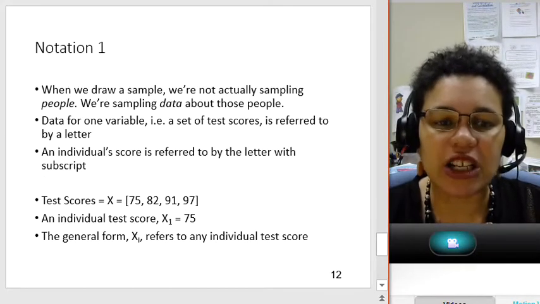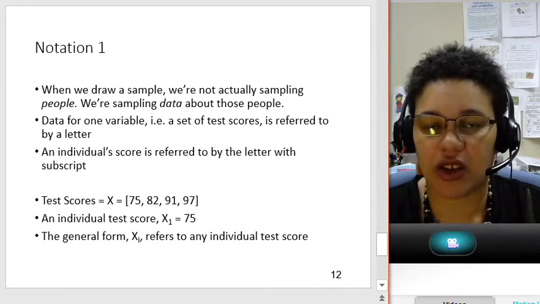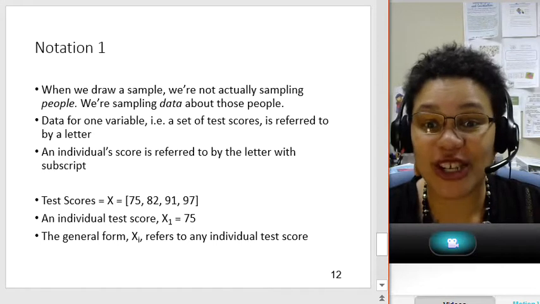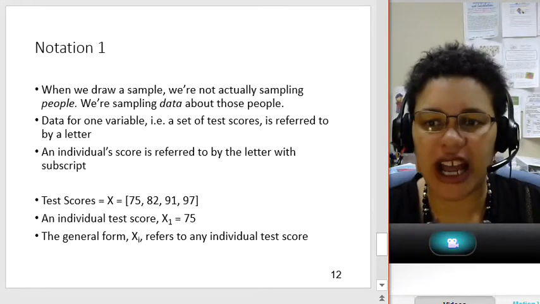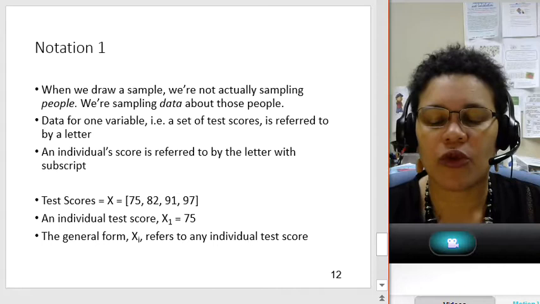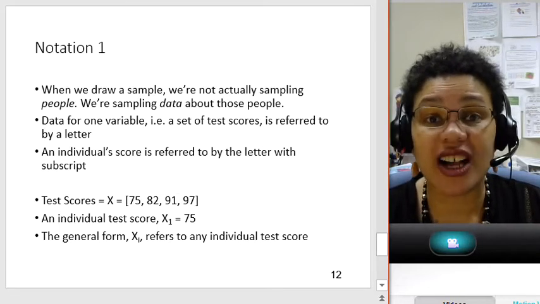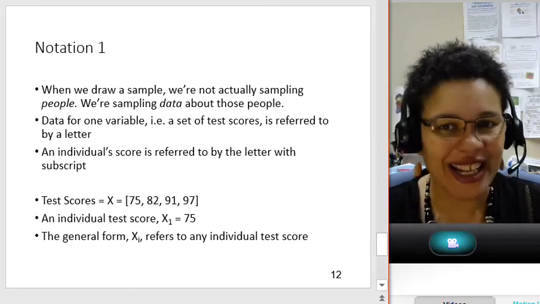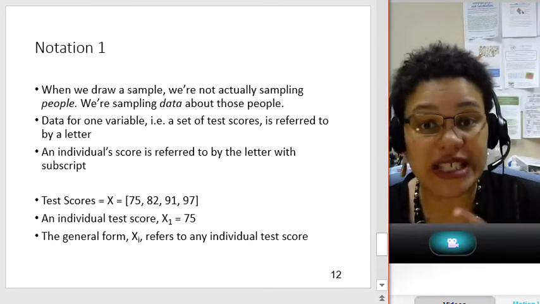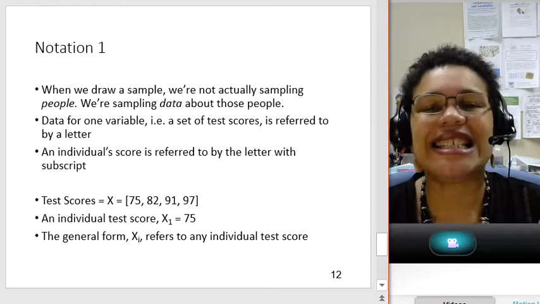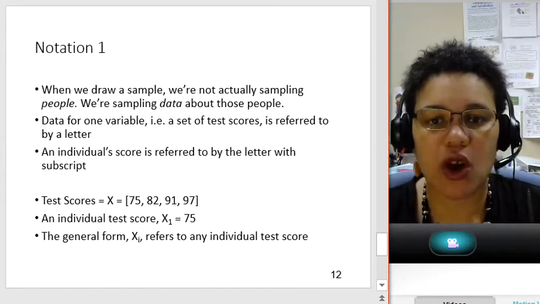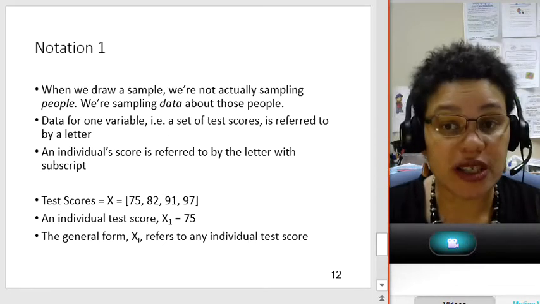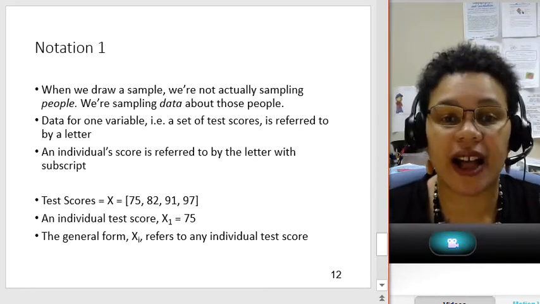Okay, let's talk a little bit about notation, because we're going to be starting to look at some numbers, and I want you all to be familiar with some of the rules around notation. First of all, when we draw a sample, we're actually not sampling people. That's how we talk about it, and I talk about sampling students or participants, but we're sampling data about those people. So data for one variable, for example, a set of scores, test scores, is referred to by a letter.